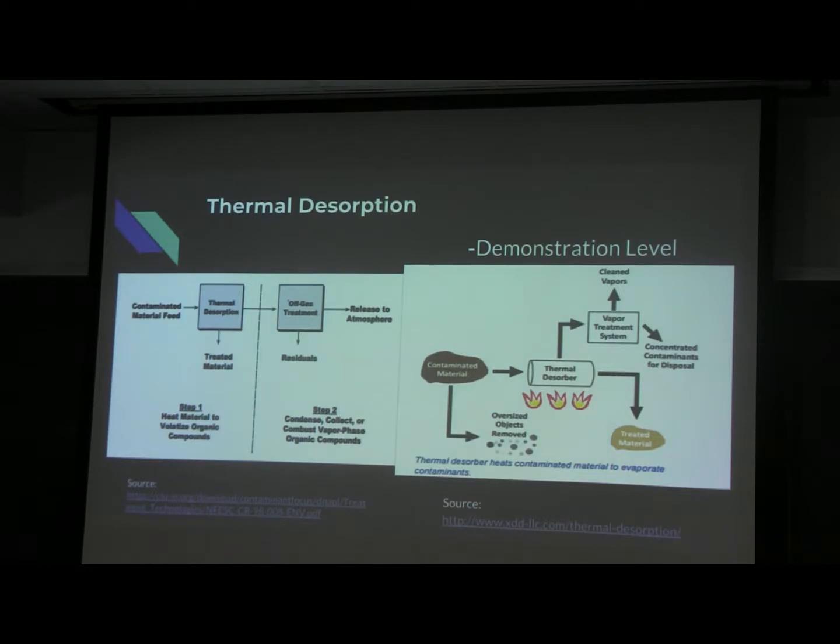So this is just an overview of how this process goes. As you can tell, there are 2 steps. The first step is you heat the material to volatilize the organic compounds, and after that happens, you're essentially condensing it from a vapor. This is what makes it different from an incineration process. Essentially after the off-gas treatment is applied, it separates into either releasing into the atmosphere or residuals. The other diagram shows this process, but more with the thermal desorber, which is in the center, where the heat is applied.